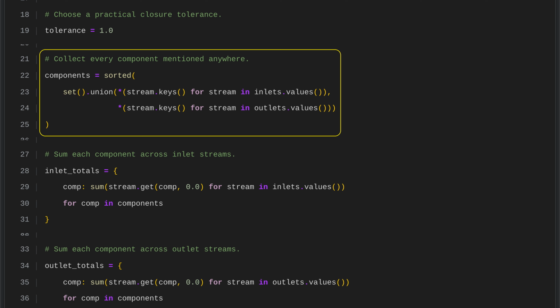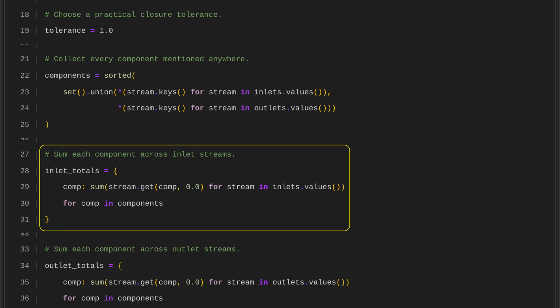To prepare for mass balance calculations, collect the unique components from all inlet and outlet streams. This is done by combining the component names from each stream into one set, then sorting them into a consistent order. The resulting list provides a common basis for checking balances and identifying discrepancies.